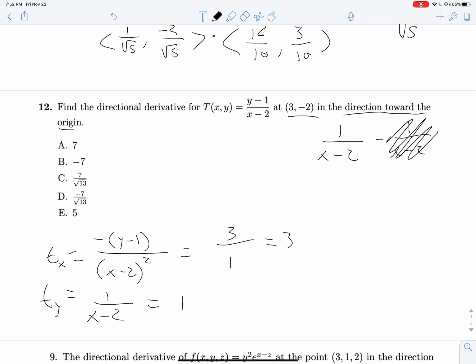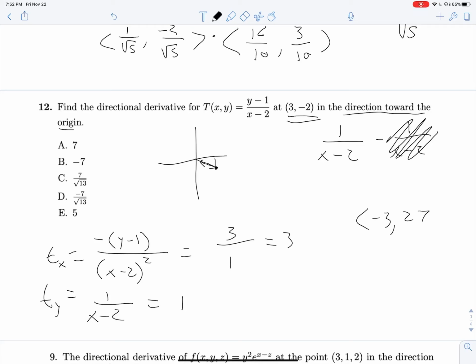We are sitting at 3, negative 2, and we can graph this out, sometimes helpful. 3, negative 2, right about there. We want to point in the direction of the origin. Well, the position vector that we're dealing with right now is the one that points from the origin to this point. So all we have to do is flip the signs of this position vector here and find our unit vector. So our direction vector will be negative 3, comma 2, and the magnitude of this will be root 13.